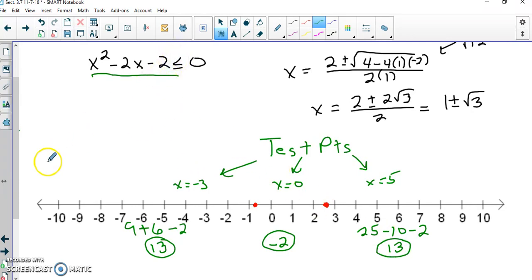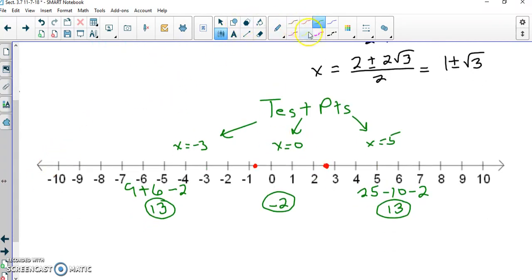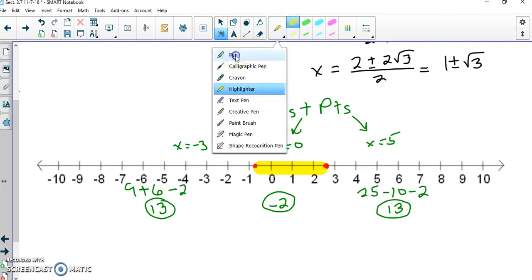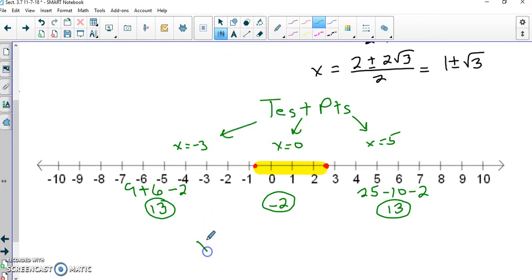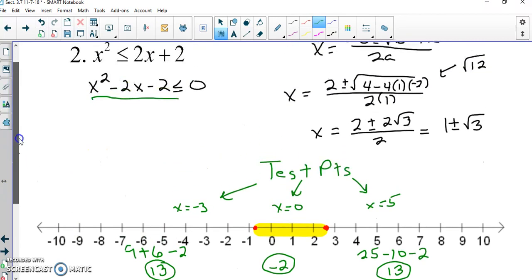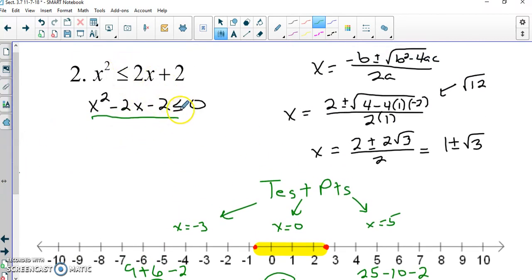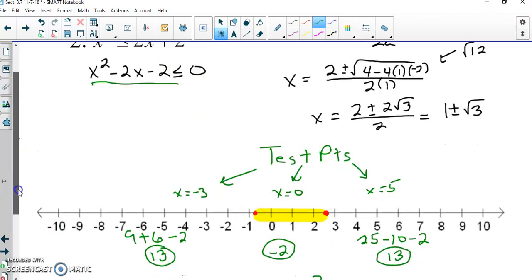All right, what am I looking for? Less than or equal to 0. Less than or equal to 0 will be in between those 2 points. So the answer will be where x exists in the interval. It will include those points, and it is 1 minus square root of 3, comma, 1 plus square root of 3. So all the x values between there, when you plug that in, will give you a value less than or equal to 0.